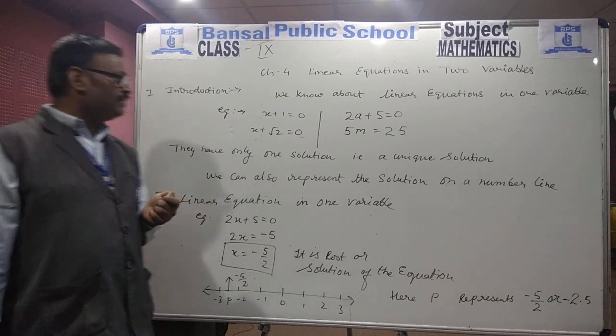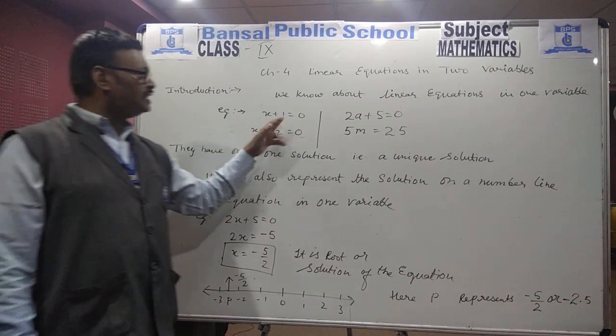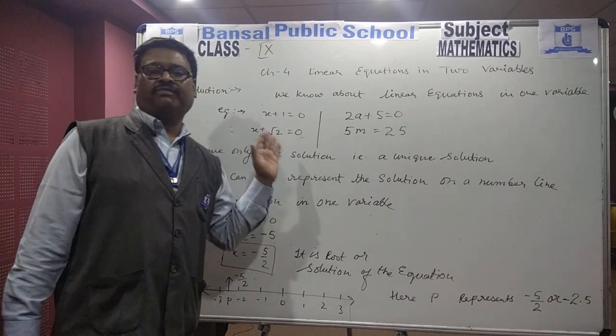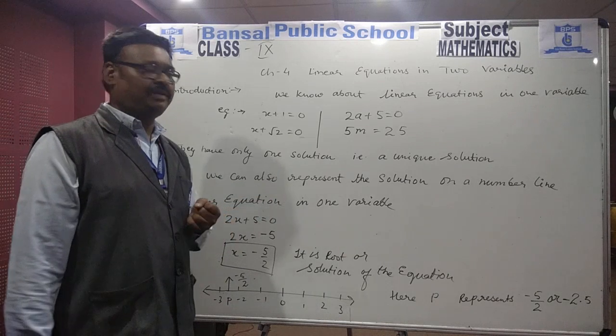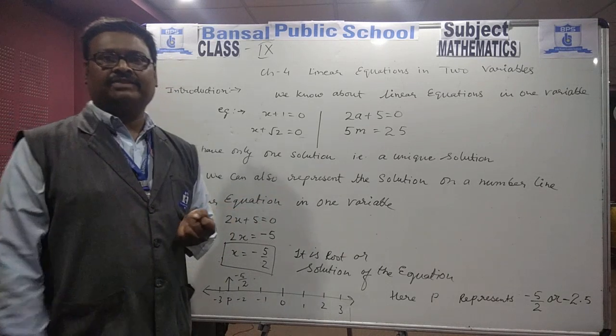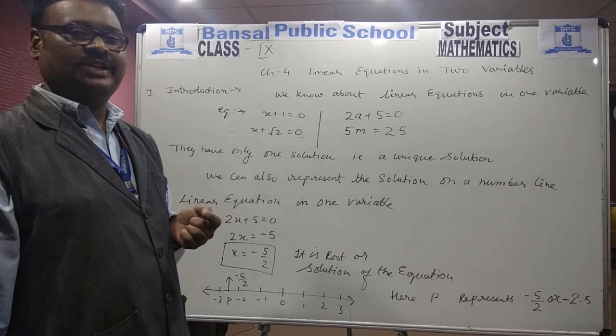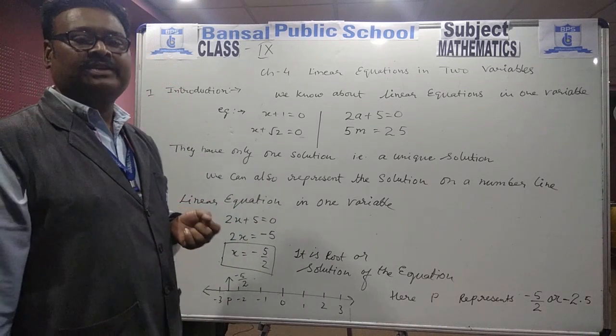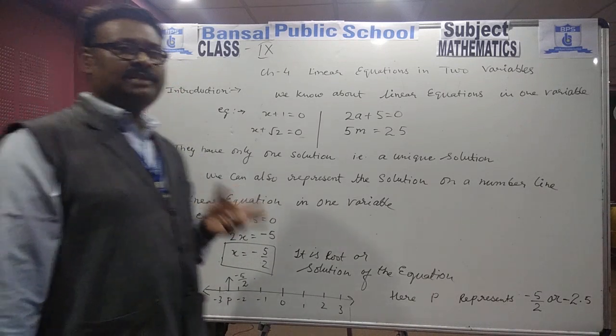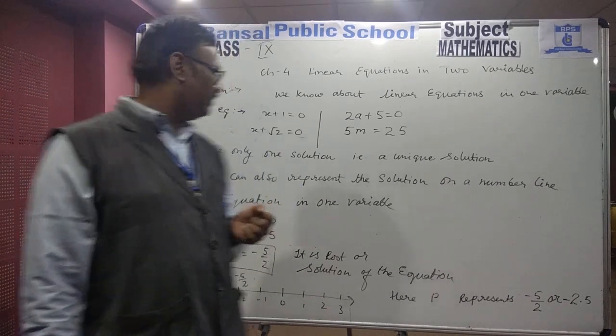For example, if I want to solve x plus 1 is equal to 0, I have to shift 1 to the right hand side and the value will be x equal to minus 1. So that is the solution for the equation x plus 1 equal to 0. Secondly, we can also represent the solution on a number line.